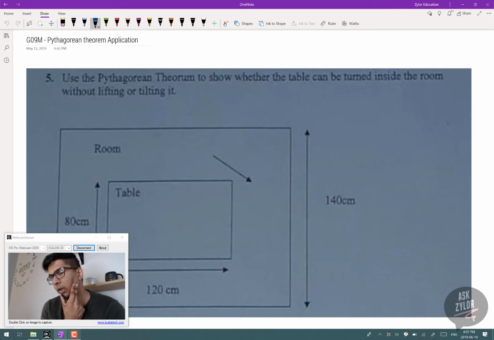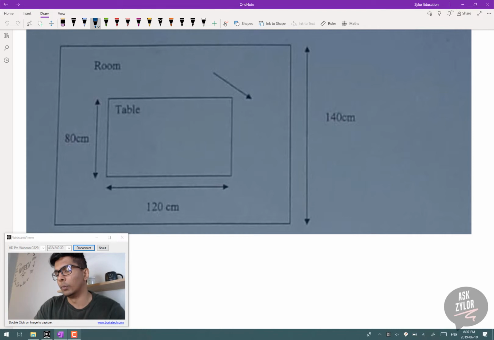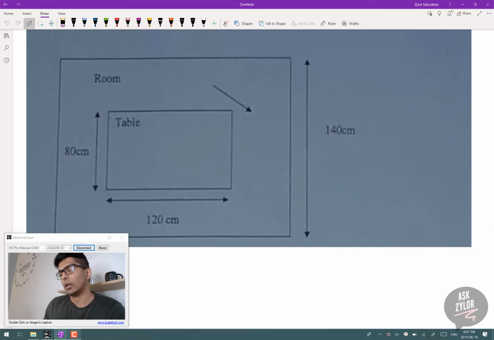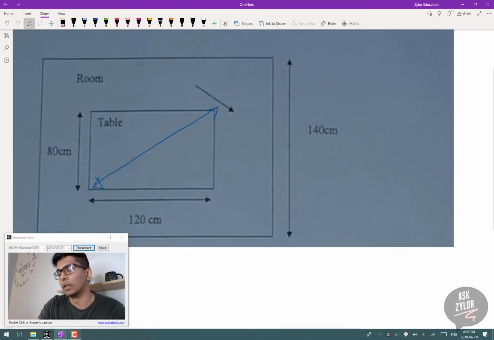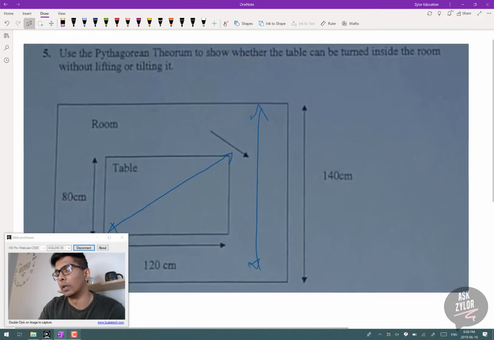This is a Pythagorean theorem application question. We're asked to use that to show whether the table can be turned inside the room without lifting or tilting it. We're given the table, we're given the room. What are we going to do? We should be finding what the diagonal of this is. The reason being is that's the longest side in this table, and if my diagonal doesn't fit the width of this room, I can't rotate it without lifting or tilting it.